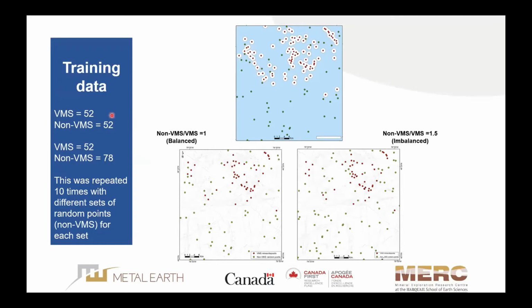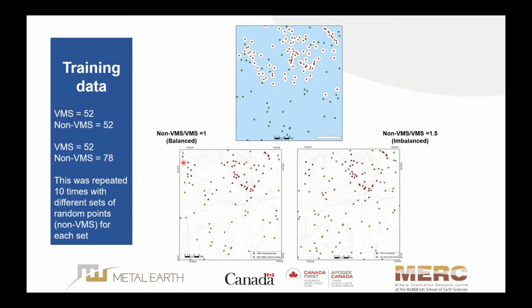There are 52 VMS mines and deposits available in the area, which we used as training data. We also need some locations as non-VMS training data. These data were randomly selected 1 kilometer away from the existing VMS mineralized bodies.